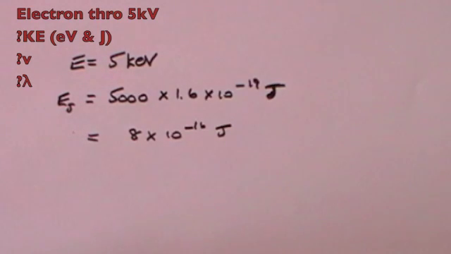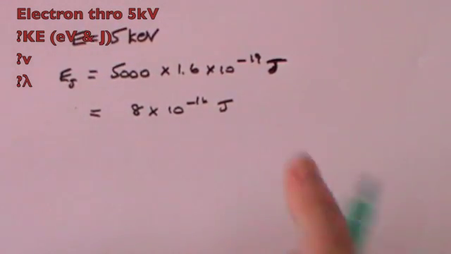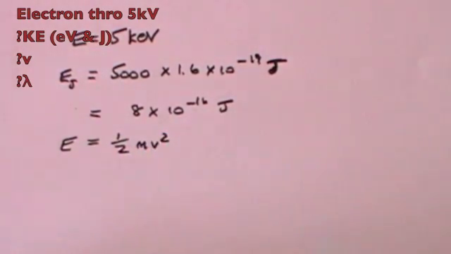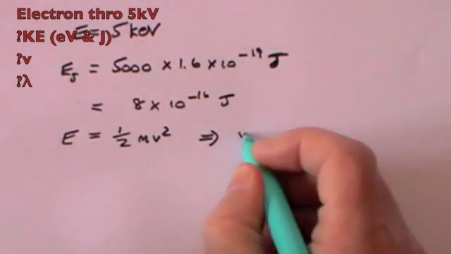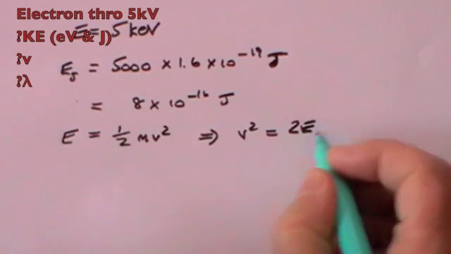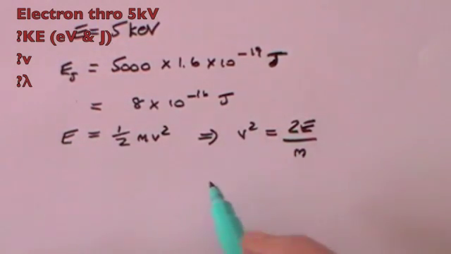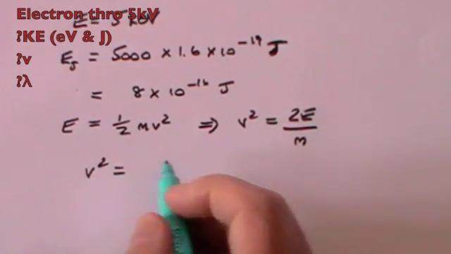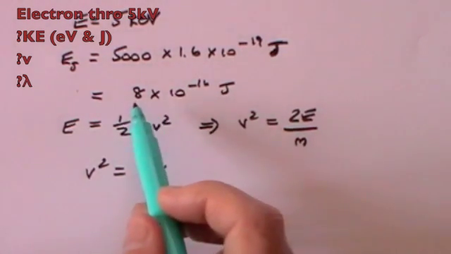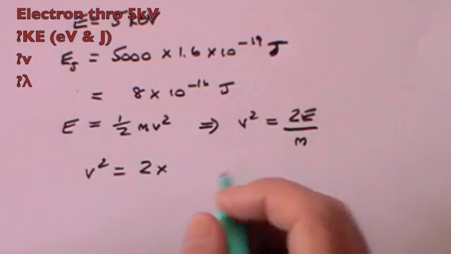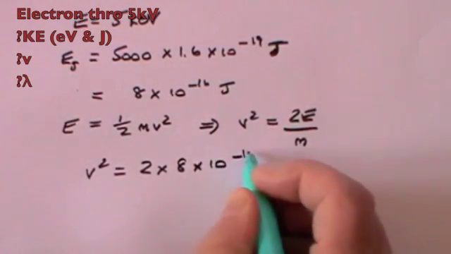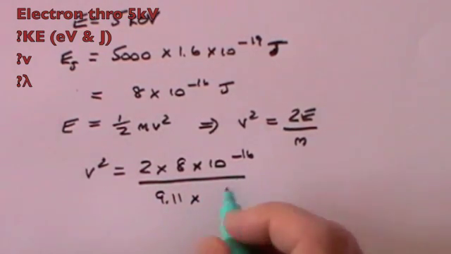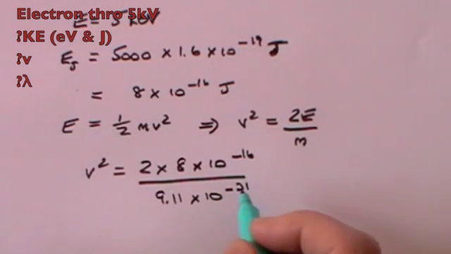Part 2, what is the velocity of that electron? Well, energy is kinetic energy, and that's going to be half mv squared. So consequently, v squared is equal to 2 times E divided by m, just by rearranging this formula. Once again, we can substitute. V squared is going to equal 2 times the energy, which of course we must express in joules, so that's times 8 times 10 to the minus 16, divided by the mass of an electron, 9.11 times 10 to the minus 31.